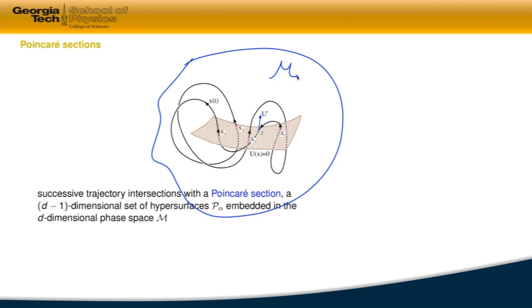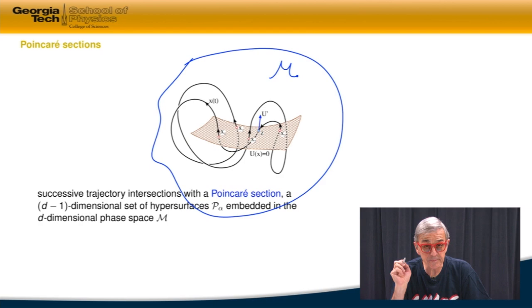Now we construct a hypersurface. Let's call it P for Poincaré, whose dimension is codimension 1. What that means is that if the state space is three-dimensional, as we are visualizing it now, this is just a two-dimensional surface. If state space is 27-dimensional, this is a 26-dimensional hypersurface, which is hard for us to visualize, but no problem implementing as computation.